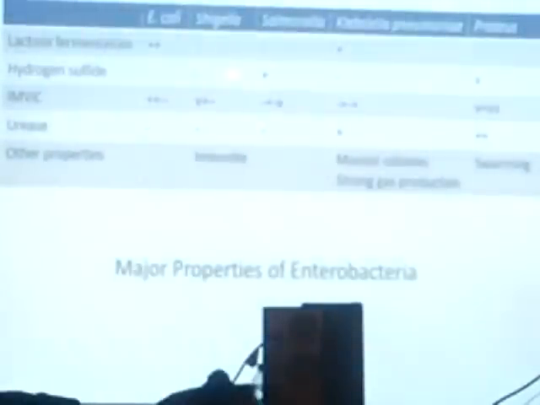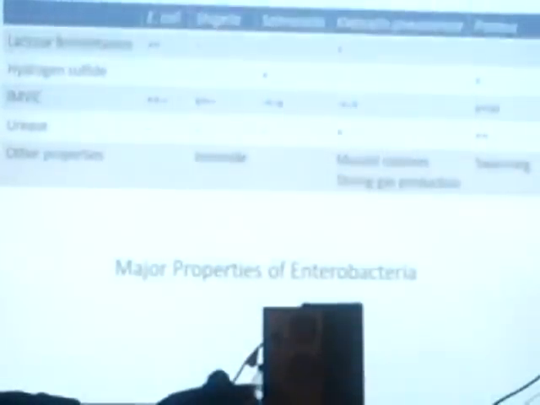Now, starting with lactose fermentation. E. coli is a very strong lactose fermenter. Klebsiella pneumoniae is a lactose fermenter, but not as strong as E. coli. Shigella, Salmonella, and Proteus do not ferment lactose, right? Now, hydrogen sulfide: Salmonella and Proteus produce hydrogen sulfide. The other three do not produce hydrogen sulfide. These are important because when talking about media, we will learn how to differentiate these bacteria from each other.